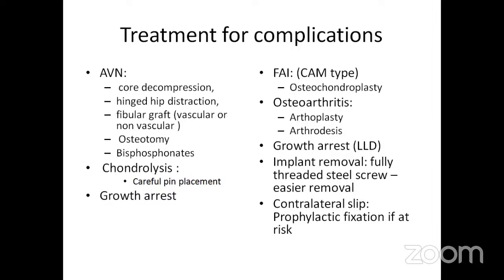Femoroacetabular impingement, the CAM type, is predicted, and this can be addressed via an osteochondroplasty. Osteoarthritis can be addressed by arthroplasty or an arthrodesis at a later stage. And growth arrest will lead to limb length discrepancy. If it remains up to 2 centimeters, it would be a shoe raise, or a lengthening with another surgery.